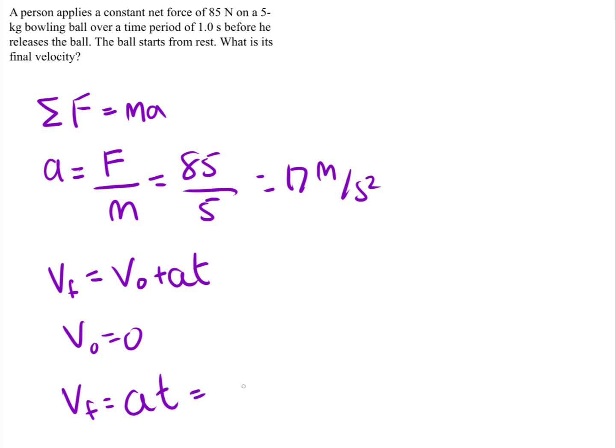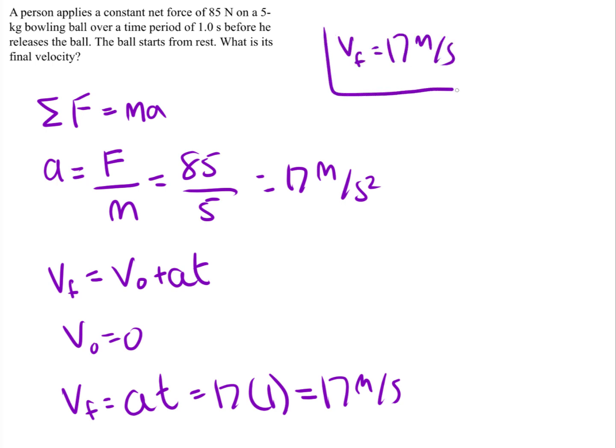So the final velocity is simply equal to the acceleration times the time. And that is equal to 17 meters per second squared times a time interval of 1 second, which is 17 meters per second. So the final velocity is equal to 17 meters per second. And that is how you would solve this problem here.